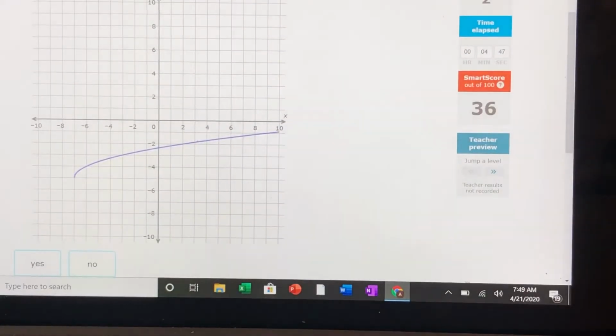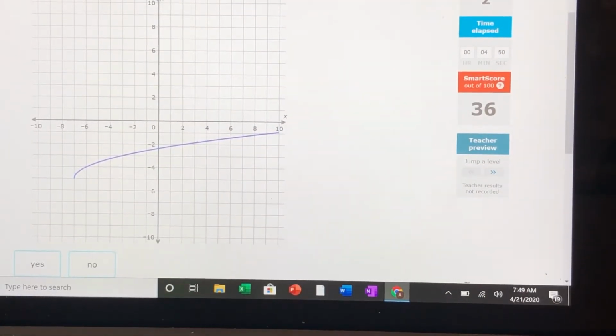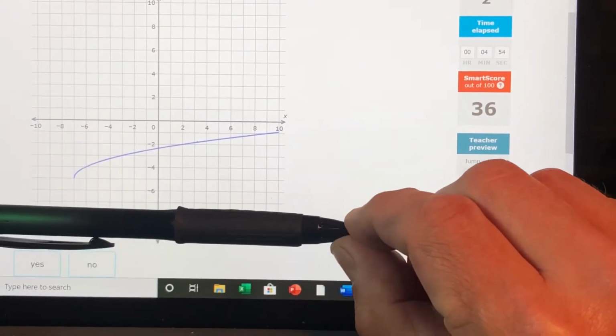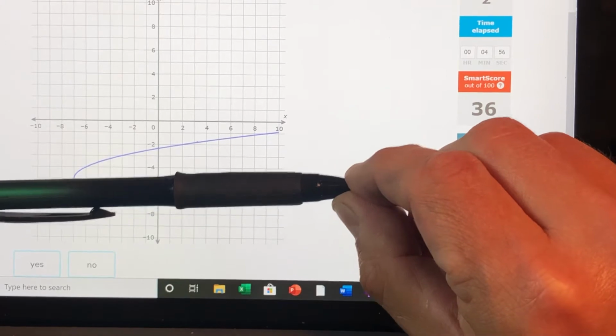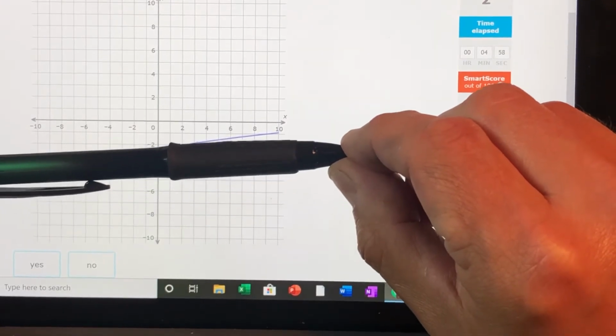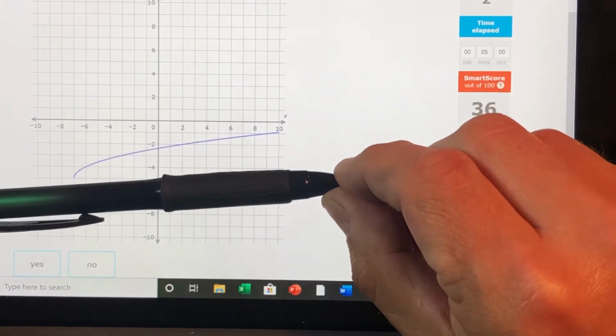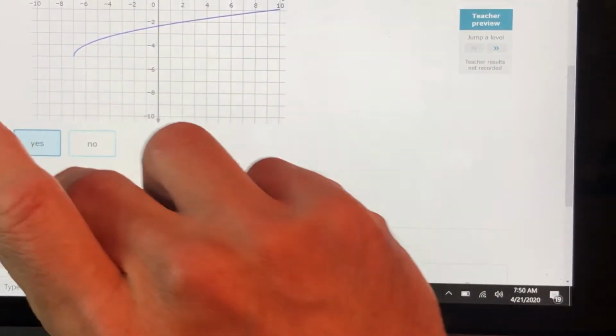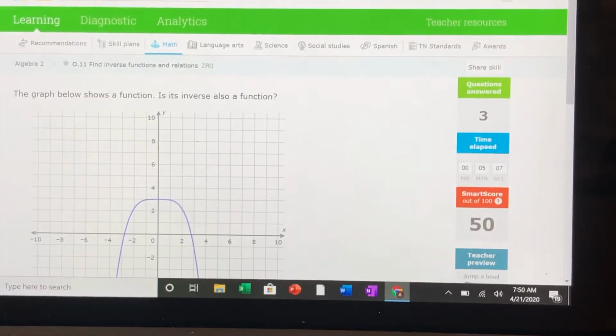Okay. And let's try one more of those. The graph below shows a function. Is its inverse also a function? Well, again, let's start from the bottom and go up. Now, this one has a curve to it, but does it ever touch the graph in more than one place? No, it doesn't appear that it does. So therefore, this one also passes, and the inverse is a function.